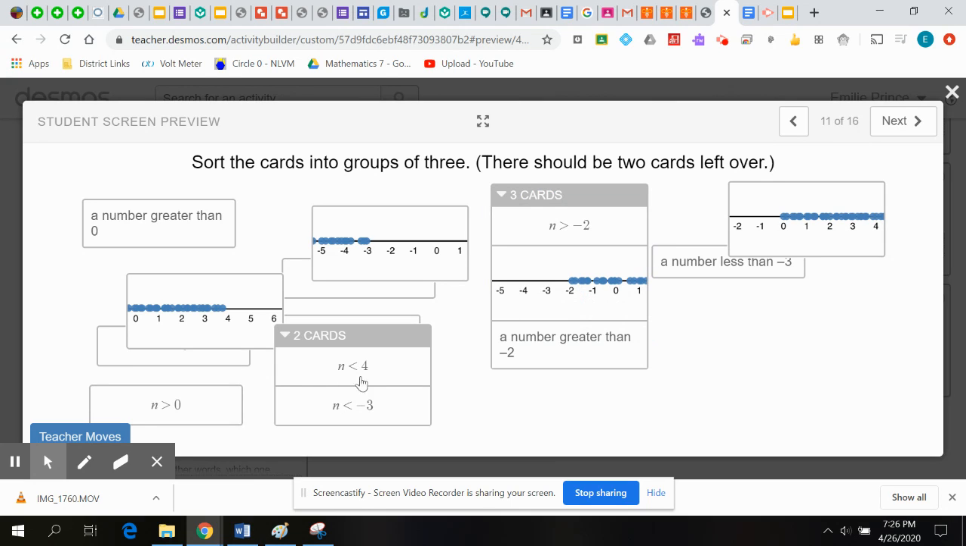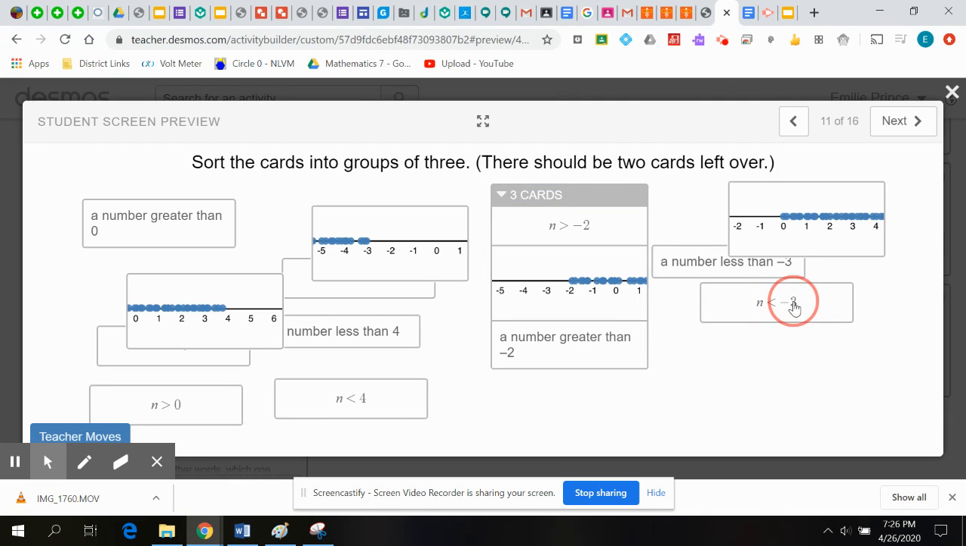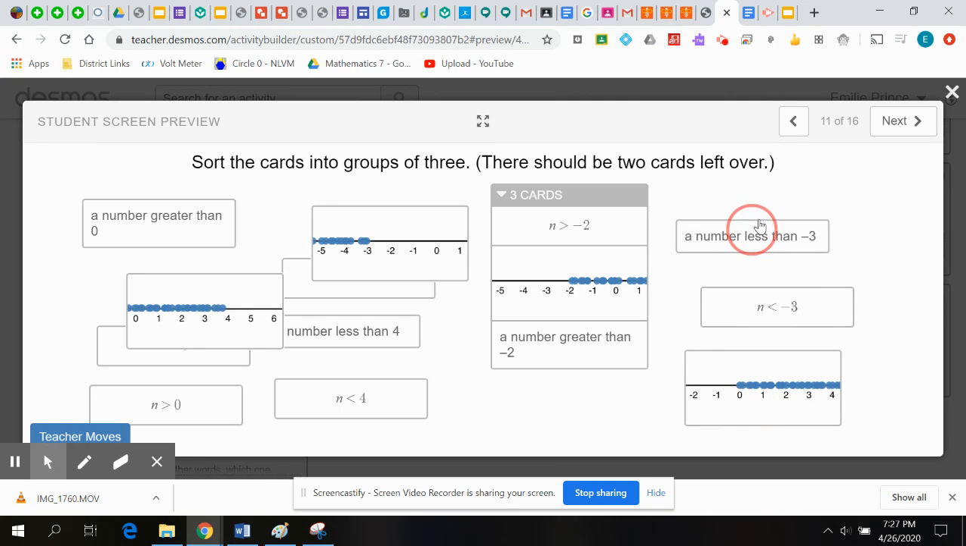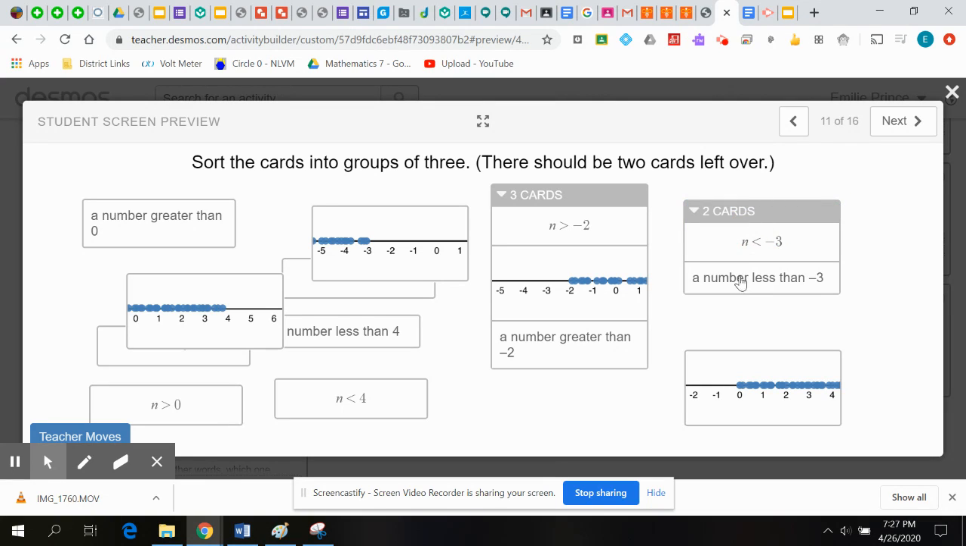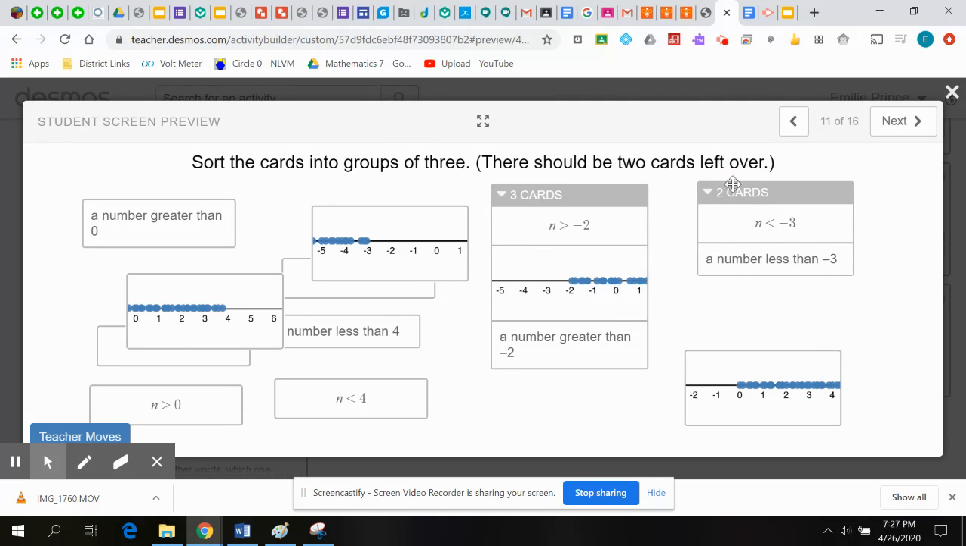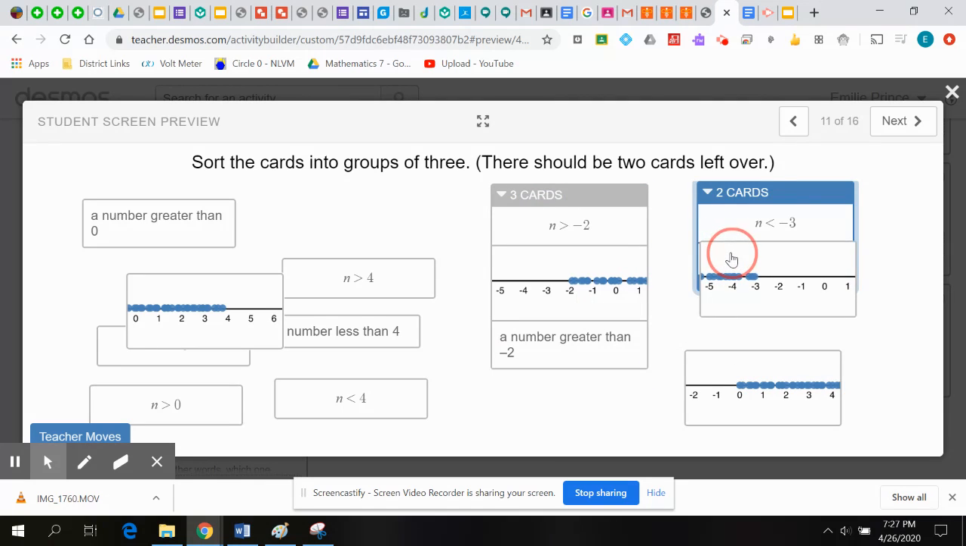All right, these don't go together. Let's go with n is less than -3. It's important that we know this is a less than sign. So this says numbers that are less than -3. Let's link them together. You'll notice the back one highlighted. What about our number line? Where is our number line that says numbers less than -3? All of these numbers are less than -3. They're bolded in the blue. So let's link these together.